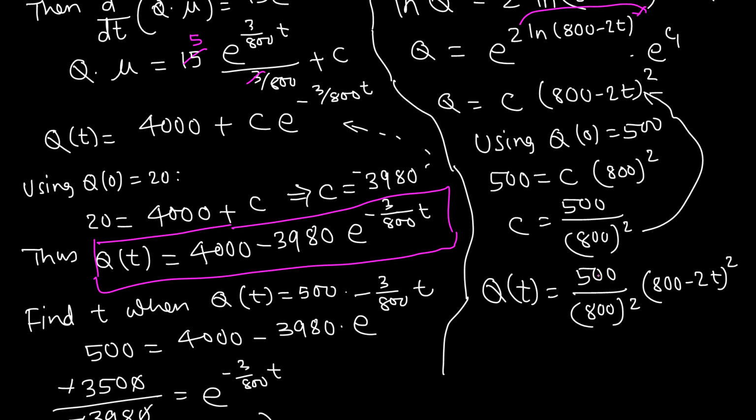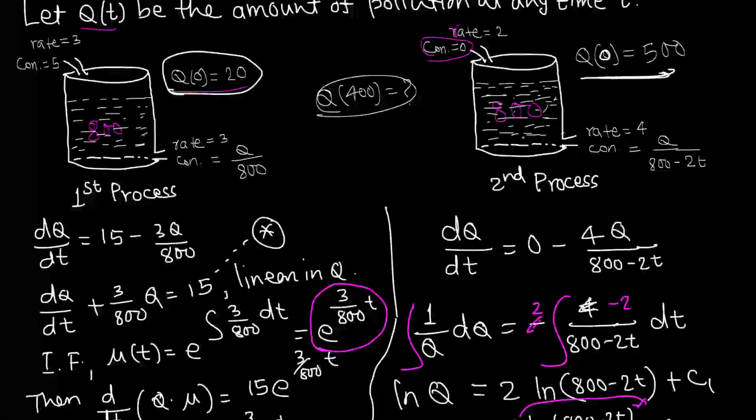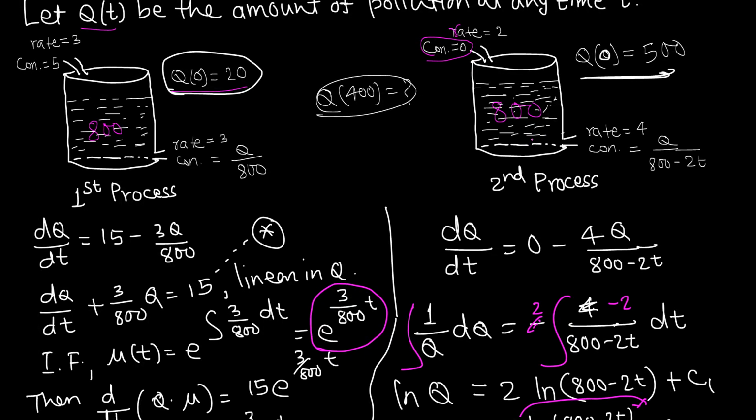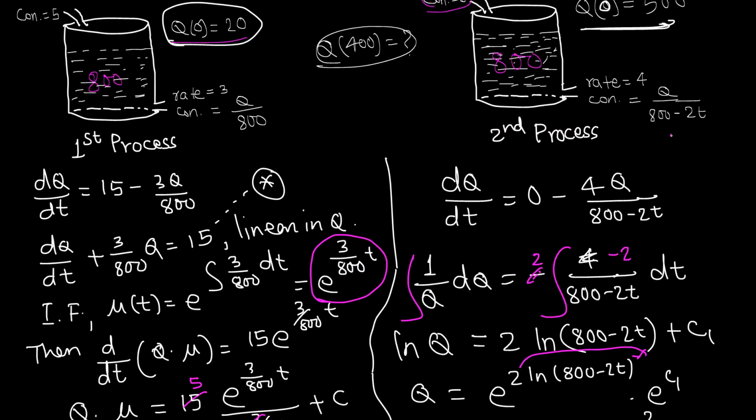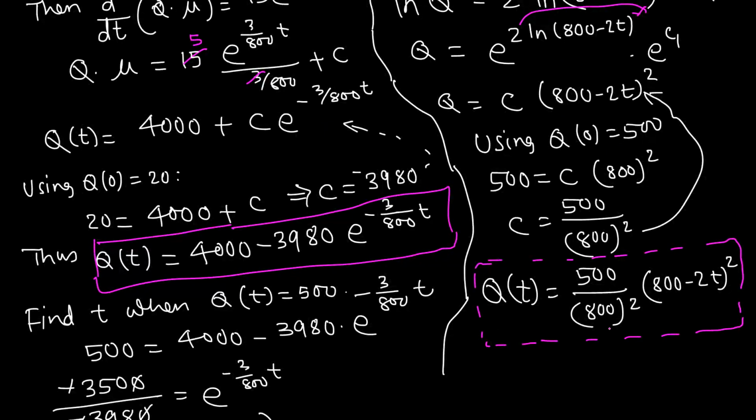So this formula gives us the amount of pollution at any time t, and this is not valid forever because the tank is draining. The fluid is getting in 2, getting out 4, so it's draining by 2 gallons per hour. It's got 800, so it lasts until 400 hours. So in fact t is up to 400 for the second process. That's why we didn't have to write absolute value.